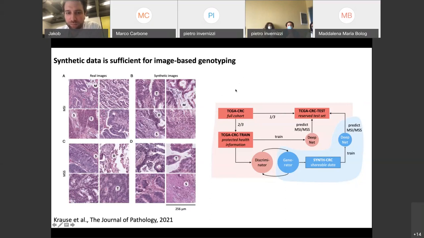Basically what was done is that we collected a large number of patients, then we trained a network to learn how these patients look, and this could then generate new images that looked very similar to the original images but were really not present in the original data set. They were really new, synthetic images. And these images can of course be shared much more easily across institutions.